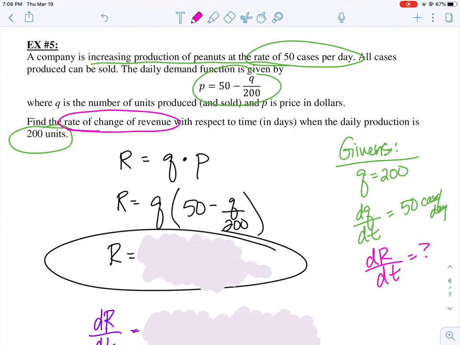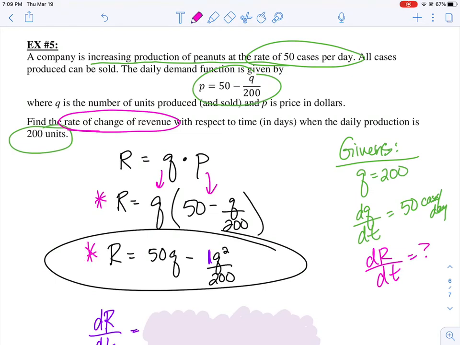And if we're trying to find the rate at which the revenue is changing, we probably need a revenue equation. And if you remember, revenue is always Q times P, quantity times price. And so we have Q here, and we have P from up above that they gave us. And so now we have this revenue equation. Revenue is Q times P, and we can plug in our information. Now, I'm going to make that revenue equation look a little bit nicer by distributing the Q. And so I ended up getting 50Q minus 1Q squared over 200.